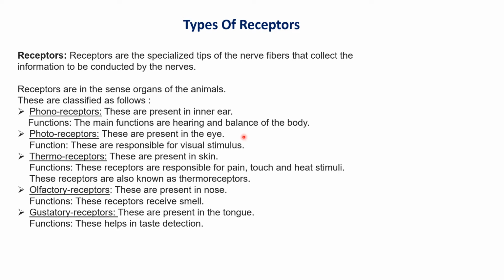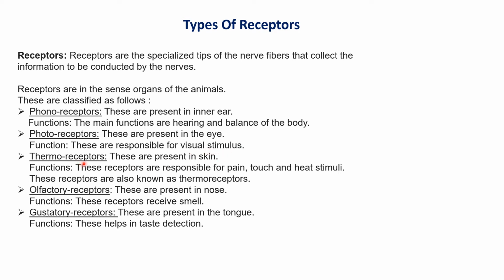Now coming to photoreceptors. Which part of your body receives light? That is nothing but the eyes. So photoreceptors are present in the eyes, and in which part of the eye? Where the image is formed. The image is formed on the retina. So over there you will find nerve endings and photoreceptors. They are called photoreceptors, and they are responsible for the visual stimulus.